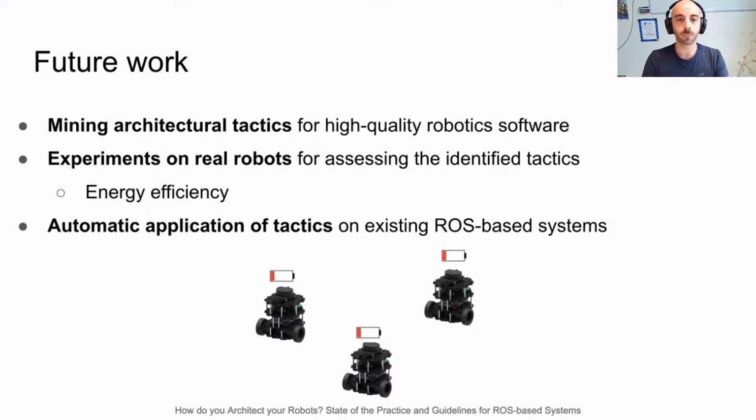As future work, we are planning to build on this paper and on the dataset to mine architectural tactics for developing robotic software in order to target relevant quality attributes like safety, reliability, and others, and especially energy efficiency. For energy efficiency, we are also designing, and actually we are in the process of executing, empirical studies, so experiments on real robots, to see if the tactics that we are extracting actually bring some improvement in terms of energy efficiency.